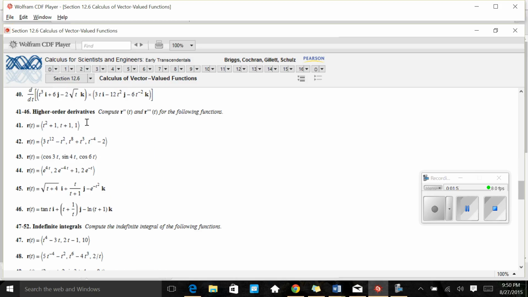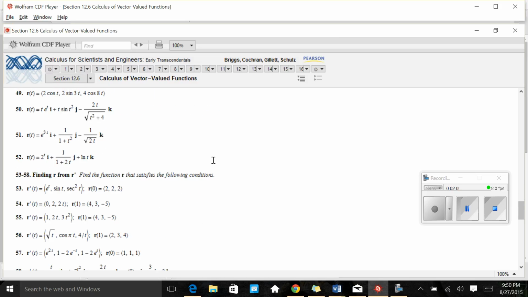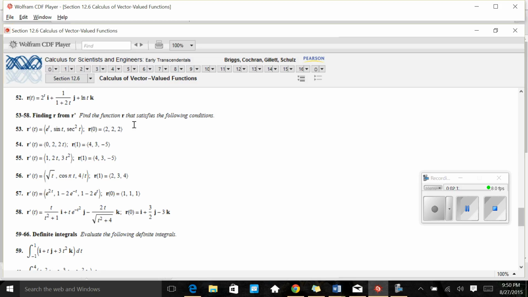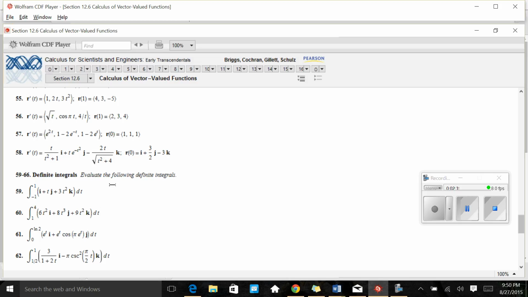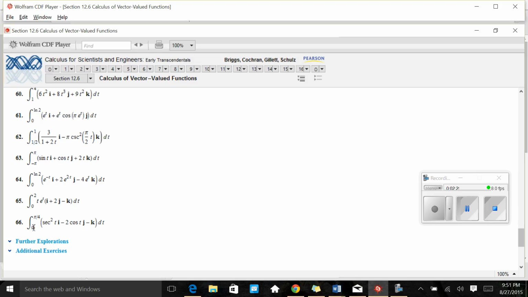Higher order derivatives. You want r double prime of t, r triple prime of t. You just keep taking higher order derivatives of the component parts, not a big deal. Integration, same thing. You might have to deal with kind of an initial condition though. But again, I think you can figure that out. Definite integrals, integrate each component and then evaluate according to the bounds on t, just like you would think. Actually, I think we're going to do this number 66 here.